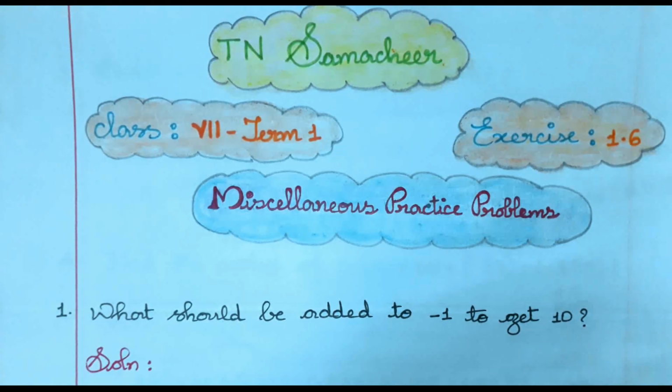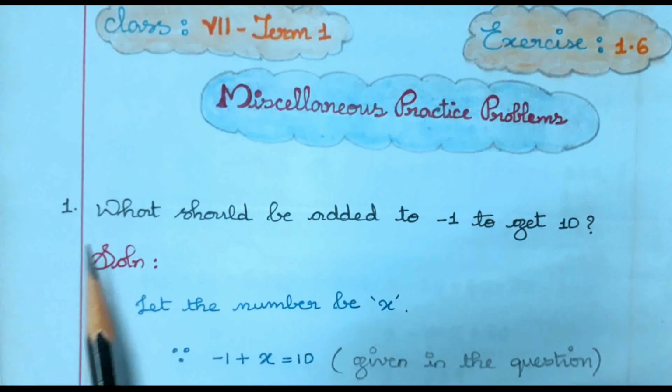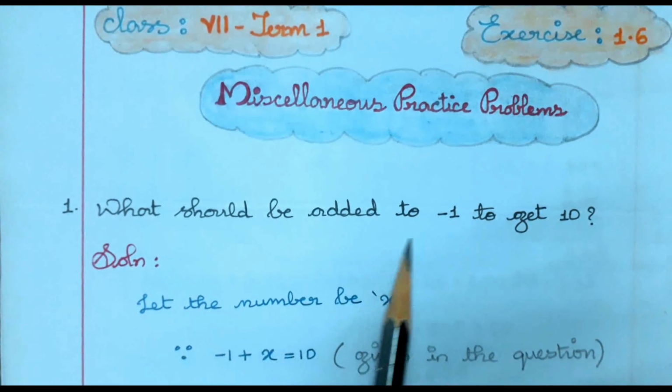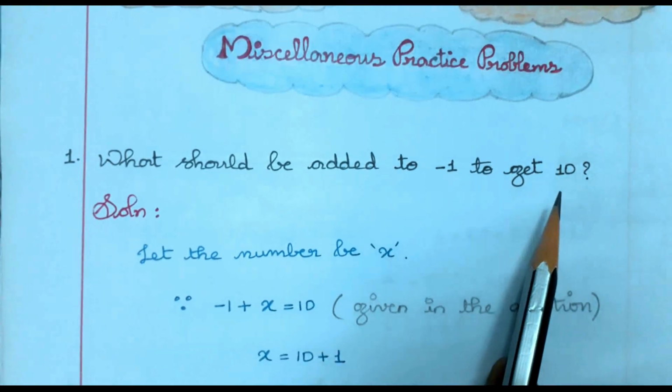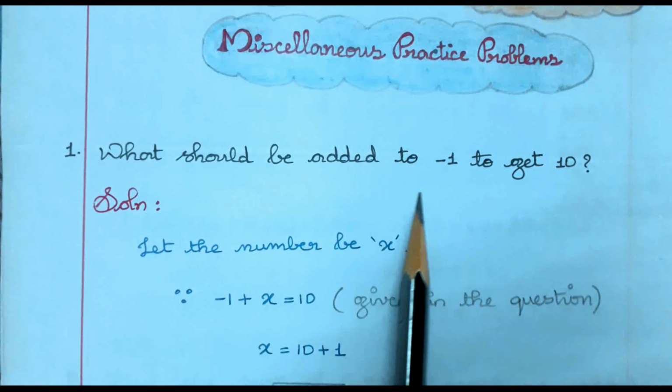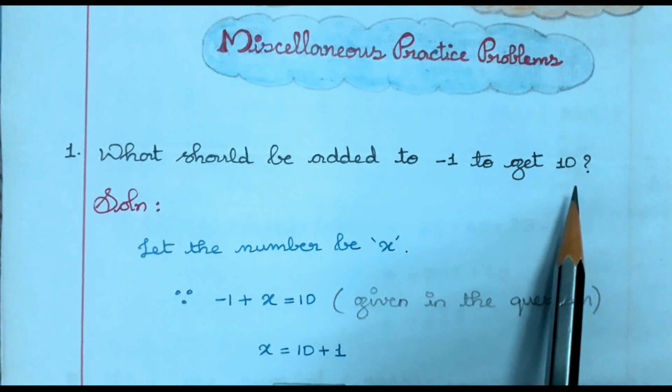First, we are going to see question number 1. Question number 1 goes this way. What should be added to minus 1 to get 10? Now the question is, what number should be added to minus 1? Therefore, the answer becomes 10.